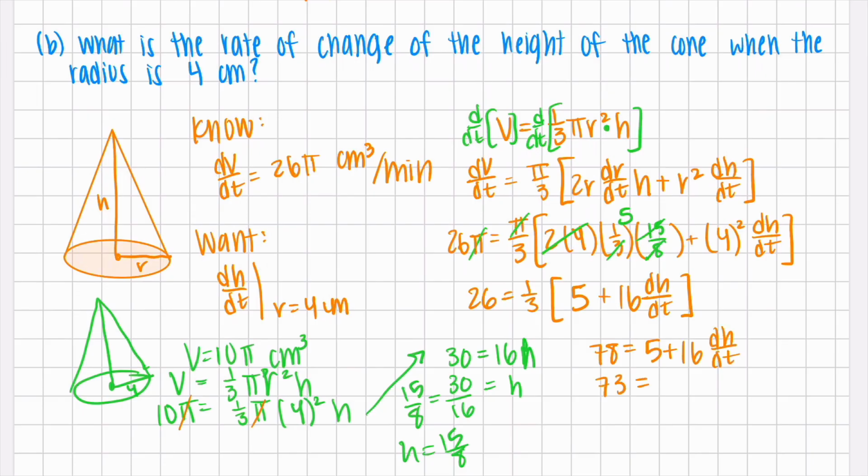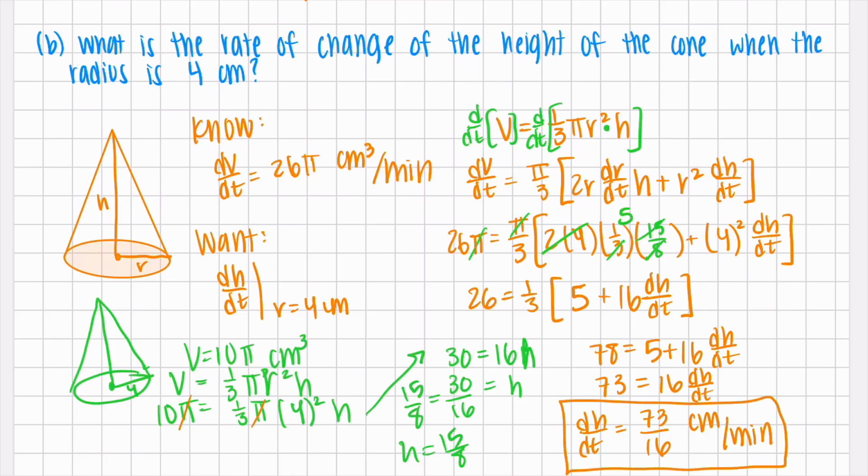Subtract 5, we get 73. And I get that dh/dt is 73 over 16. And for units, height is in centimeters, time is in minutes. So centimeters per minute. That is part B.